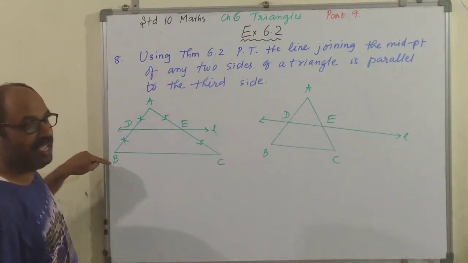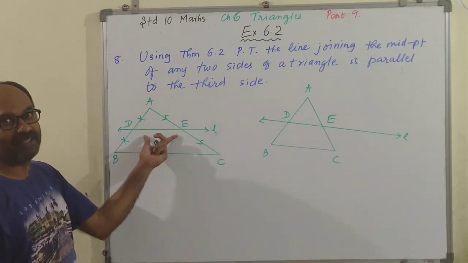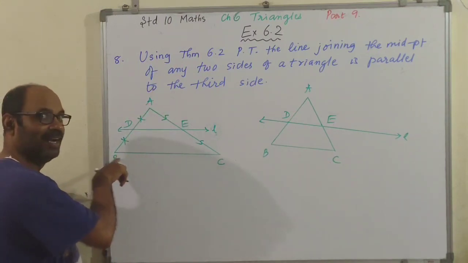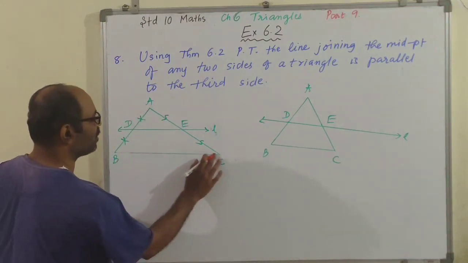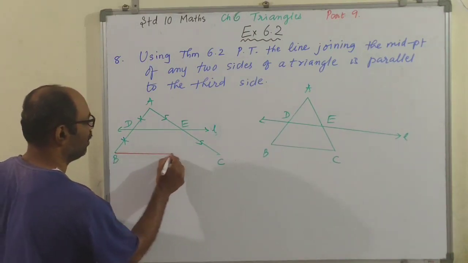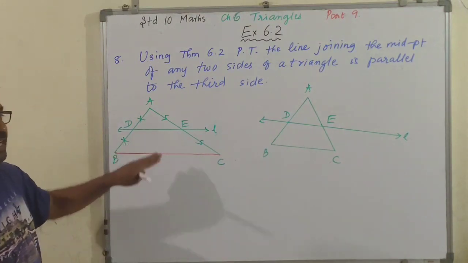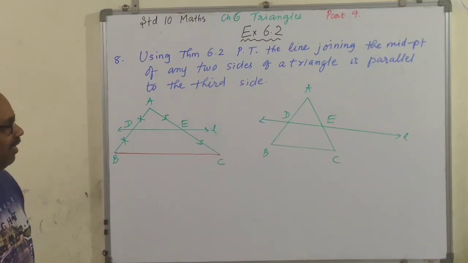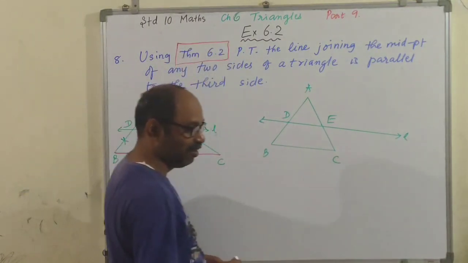D is midpoint of AB. E is midpoint of AC. And a line joining the midpoint is parallel to the third side. It is parallel to BC. That is what we have to prove. Right? You have to prove that it is parallel to BC. DE is parallel to BC. In other words, L is parallel to BC. But you have to use theorem 6.2.